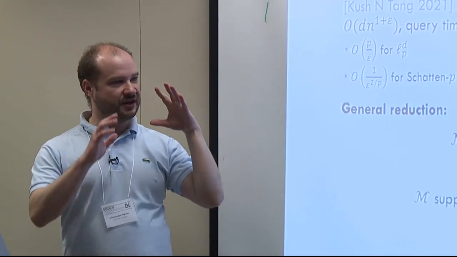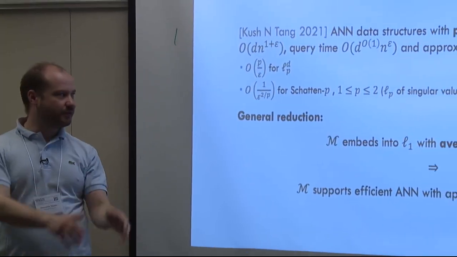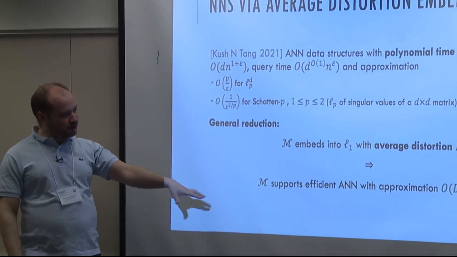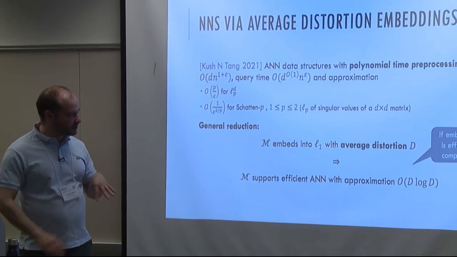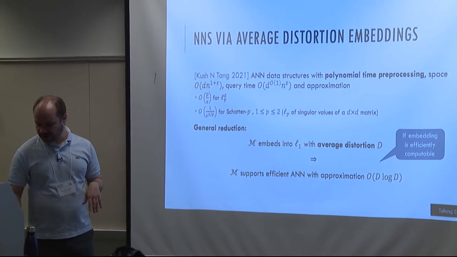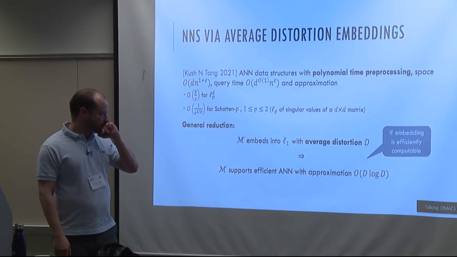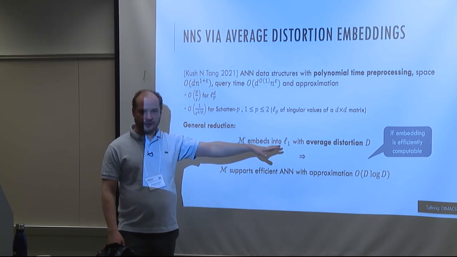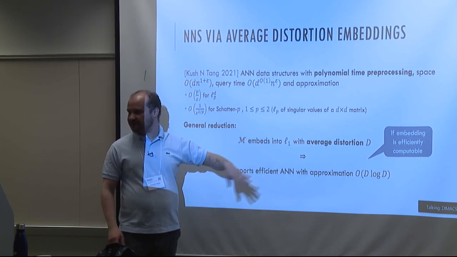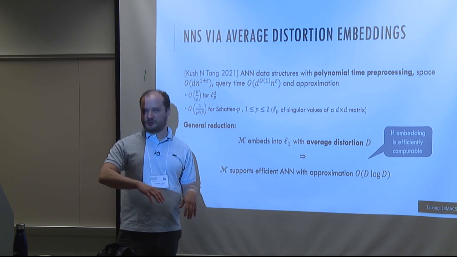So the first bullet point is a consequence of the map you showed us before the break. More or less, yeah. Plus a reduction. The first bullet point is a consequence of the map that I showed you before the break, plus a reduction. So there's a general reduction that we can show that I'll tell you about on a high level. Basically, if I have a metric M that embeds into, let's say, L1, so L2 is enough because L2 embeds into L1 with constant distortion.